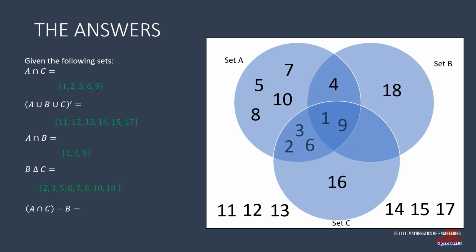The last requirement calls for the difference of the intersection of sets A and C with B. So let's highlight the intersection of A and C again. It contains the elements 1, 2, 3, 6, and 9. Then we remove those elements included in set B. So the remaining elements are 2, 3, and 6.